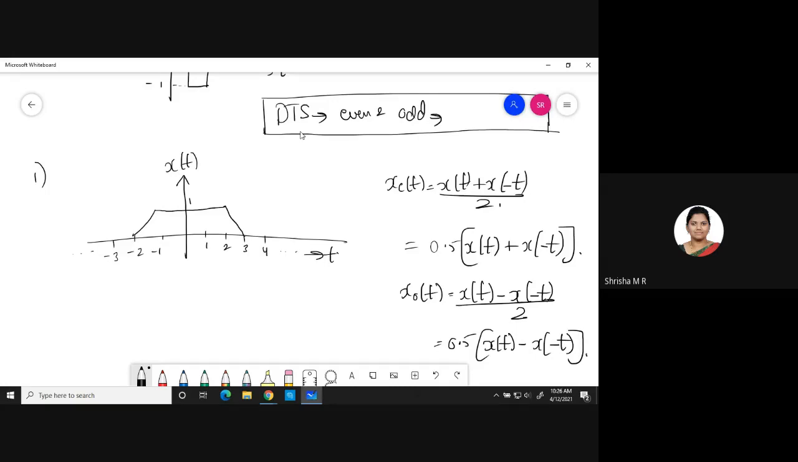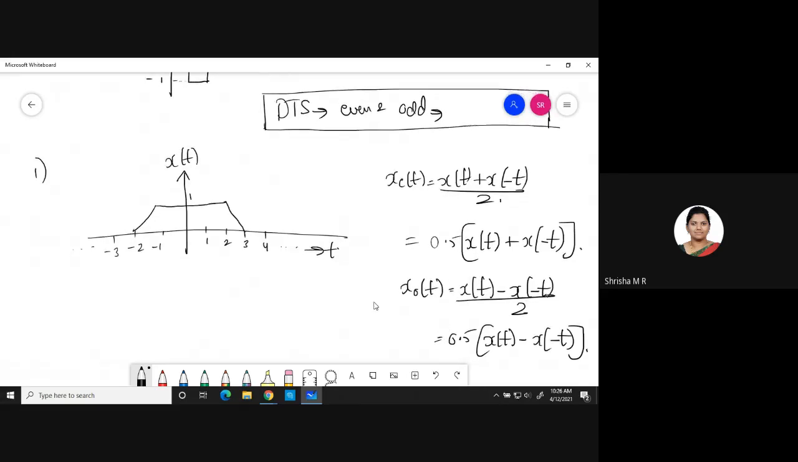Correct? So, to plot the even part, you will add the signal with its time reversed part and divide the amplitude by 2. You scale the amplitude to half, right? Similarly, for the odd part, you will subtract the signal with its time reversed part. Here you will add it, here you will subtract it. Then you will scale it to amplitude half. Okay, so we shall see x of minus t.